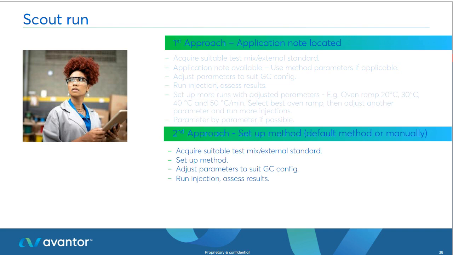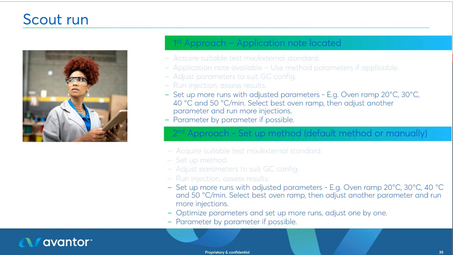Then with the second approach, we again acquire the suitable test mix. We set up the method, and we recommend you try and start with a default method, or you can do checkout methods. This is just a bit easier because a lot of the settings that you want to start with for method development may already be loaded for that inlet and detector type. Then adjust the parameters to suit the GC configuration as needed. Do the same again: run an injection, set up more runs changing it parameter by parameter, and then select the best out of that run set. Then optimize and set up more runs parameter by parameter.